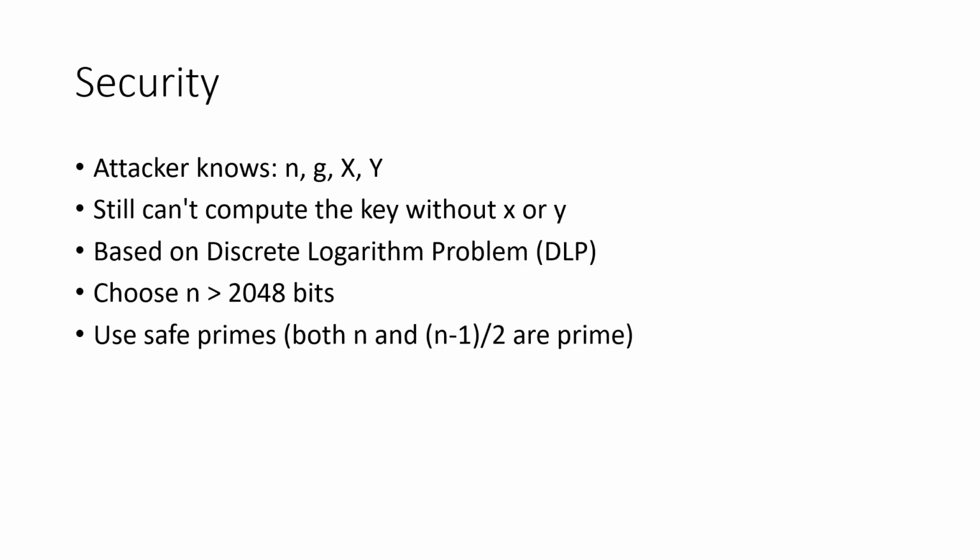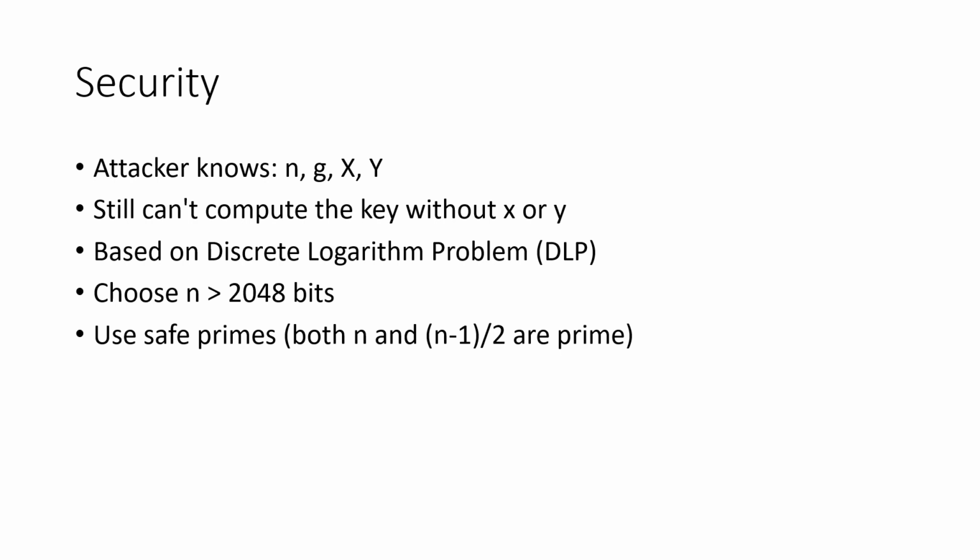Now you might be wondering, if n, g, X and Y all are exchanged publicly, what's stopping an intruder from calculating the key? Here's the thing. Yes, an attacker may know all of those values n, g, X and Y. But what they don't know is small x or small y. And to calculate the shared key, they'd need to calculate at least one of those.